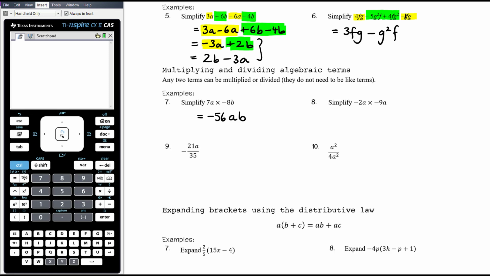Okay. Example 8, simplify negative 2a times negative 9a. Okay, so negative 2 times negative 9 is positive 18, and a times a is a squared.